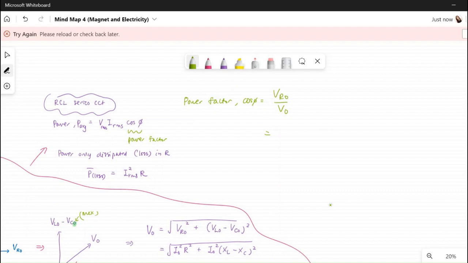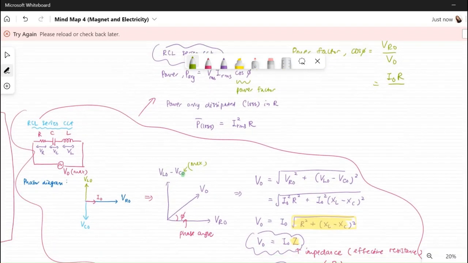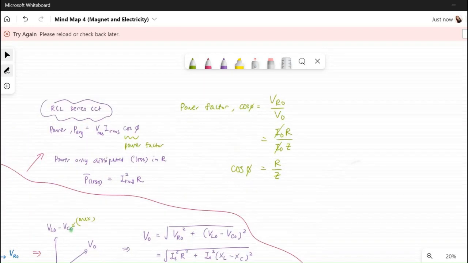So what is V R naught? If we apply Ohm's law, V R naught will be I naught multiplied by R, and V naught here is the maximum value of the generator voltage. So V naught is I naught multiplied by the impedance. Then the I naught can cancel off. So eventually, the power factor is equal to the ratio of R to Z. So this is the power factor.